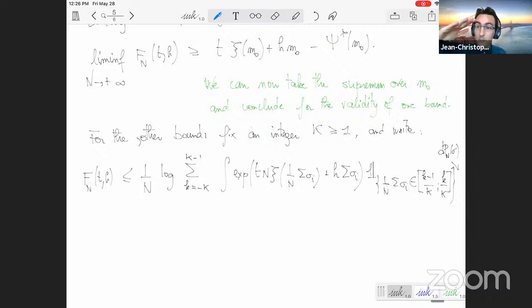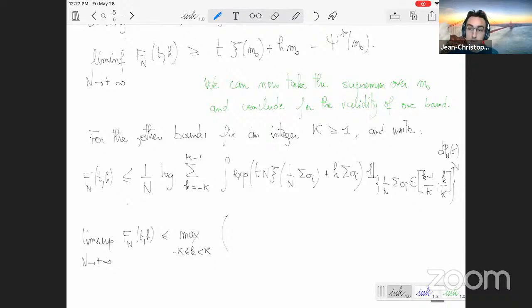And so now we have a finite number of terms, and each will behave like exponential of n times some number. So you see that again, this maximum over this k, or maybe 2k different numbers, will show up. Okay, so the lim sup as n goes to infinity of f_n of theta will be smaller than the maximum of all of these quantities we observe.